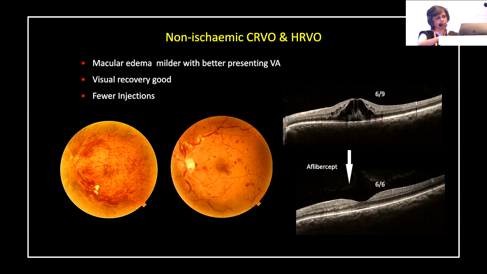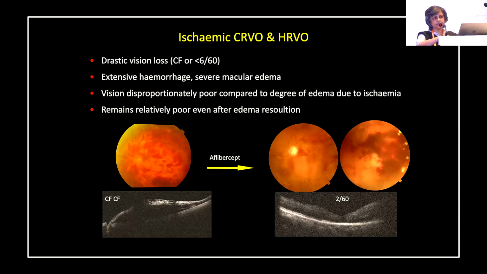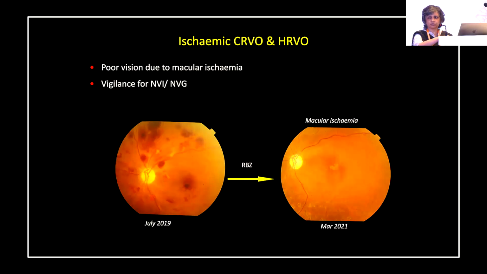This is one of the commonest diseases, non-ischemic CRVO, where the macular edema is milder, the presenting vision is relatively good, and they generally recover good vision with injections, though macular edema is often recurrent and requires several injections. On the other hand, the ischemic variety comes with very drastic vision loss, extensive hemorrhages, severe macular edema, or even if the macular edema is not severe, the vision is disproportionately poor because of ischemia. And even after treatment, the vision remains poor because of macular ischemia.